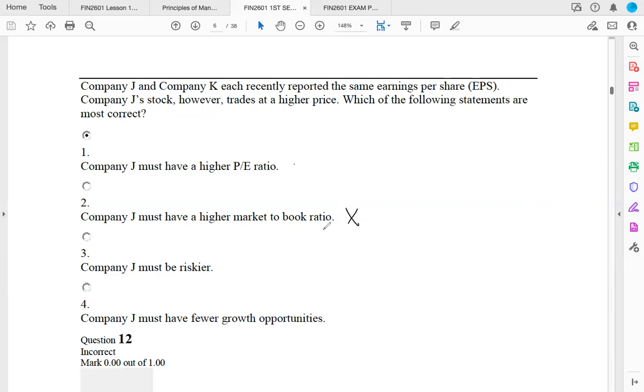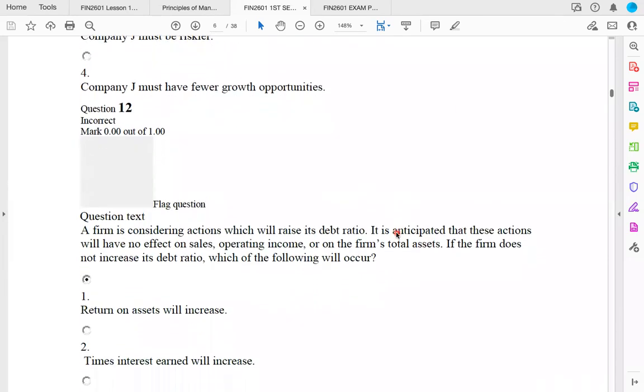Option 2 is wrong. The market to book ratio has got nothing to do with the earnings per share. Option 3 is wrong. Company J is not necessarily riskier. We can only actually see here that investors think that company J has more growth potential, hence they are prepared to pay a higher price for it. So this is actually wrong. This should actually say company K has fewer growth opportunities. Company J actually has more growth opportunities, hence investors are prepared to pay much more for that particular share.